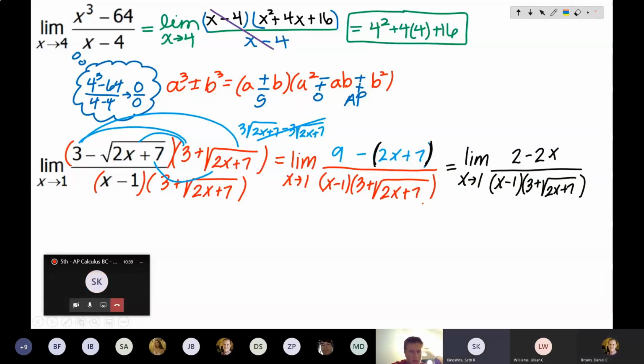Pull out a 2 from the numerator. So you could pull out a 2. I'm going to go up here to see what happens. If I just pull out a 2, I end up with 2 times 1 minus x, which is not going to exactly cancel with x minus 1. So what might I want to pull out instead so I actually have a factor that will cancel?